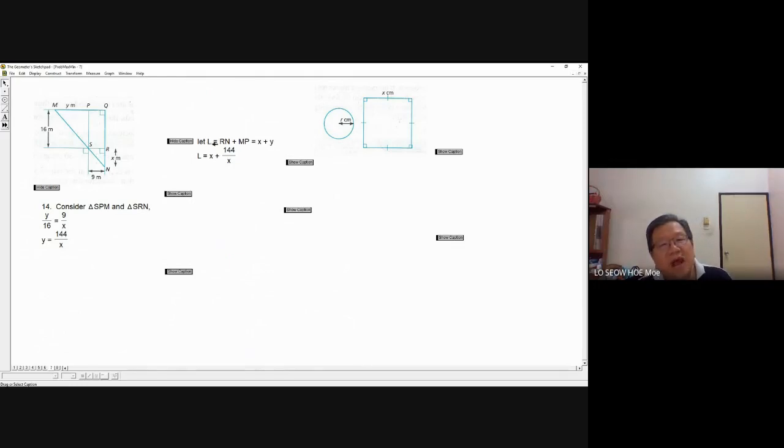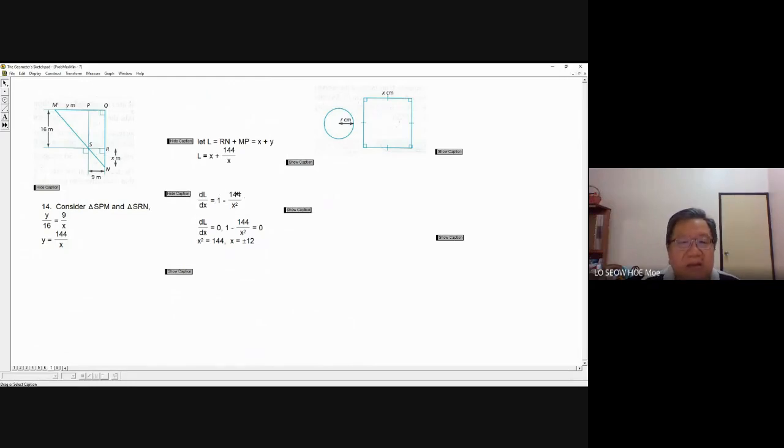But if I want to differentiate L with respect to x, I cannot, because there is a different variable here, which is y. So I must change this y to x using the relationship we found earlier. In other words, L equals x plus 144 over x. In this way, we can differentiate L with respect to x. dL/dx is 1, differentiate x is 1, and 144 over x becomes negative 144 over x squared.